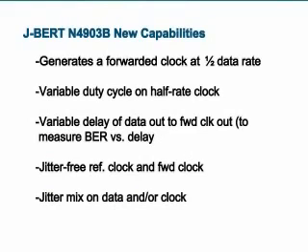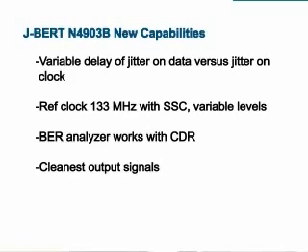The J-BERT allows you to generate half-rate clocks, and you can vary the duty cycle on that half-rate clock. This allows you to generate stress conditions and to emulate closed eyes. You can add jitter not just on the data signal, but also on the clock signal. And you can even delay the jitter phase on the data signal versus the clock signal. So all these capabilities help you to emulate stress conditions for your receiver using the forwarded clock architecture.